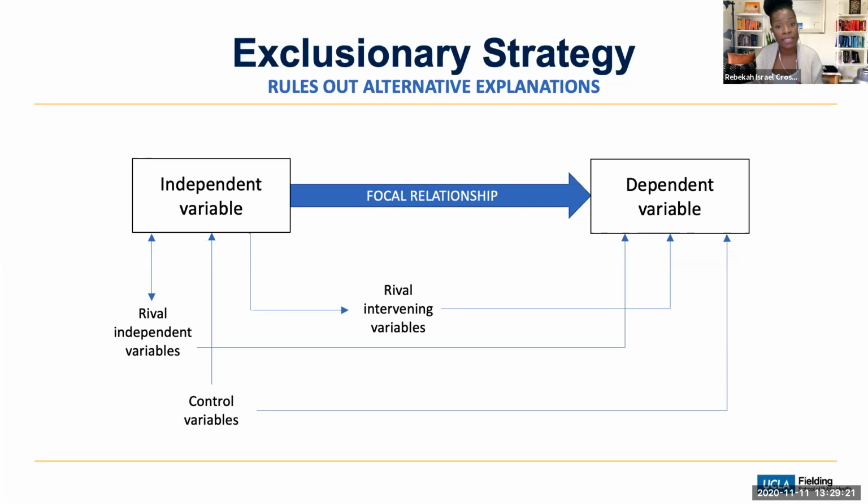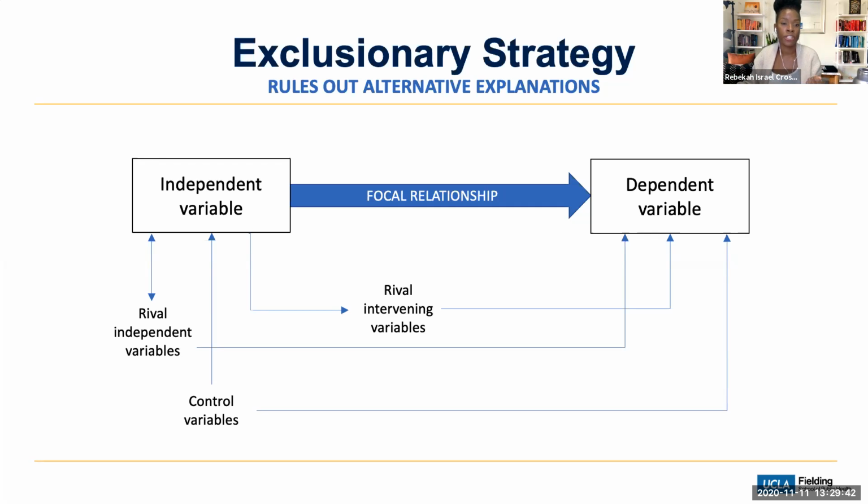So it's fine that some of these rival independent variables or rival intervening variables explain some of the relationship, as long as they don't explain all of it. Then you can say, okay, this theory is still worth pursuing. Those are the two rival kinds of variables that you're going to include.